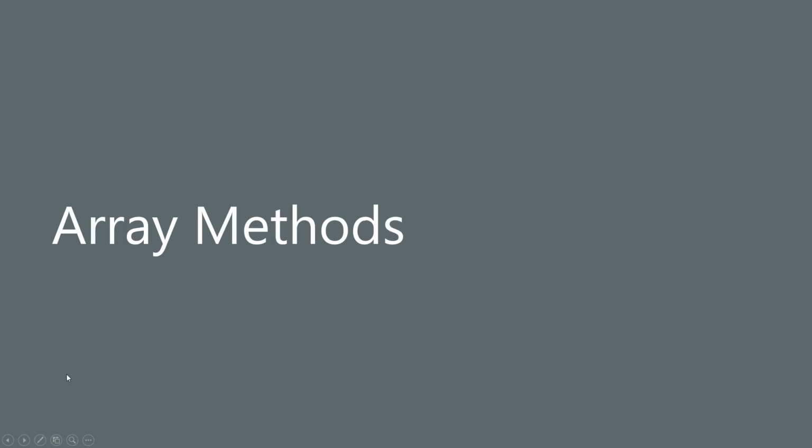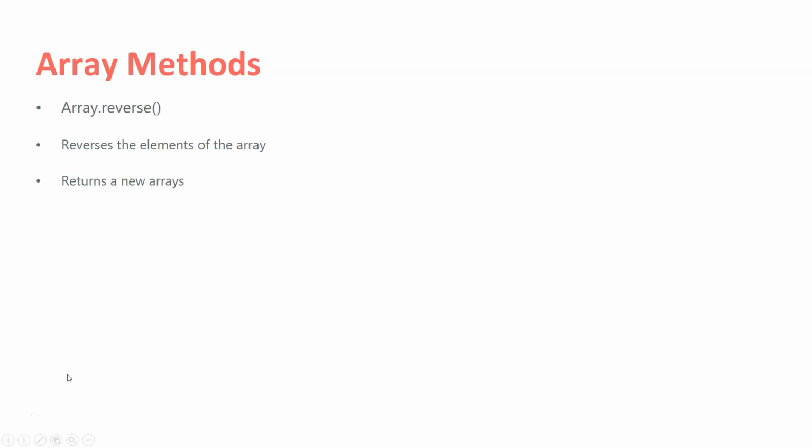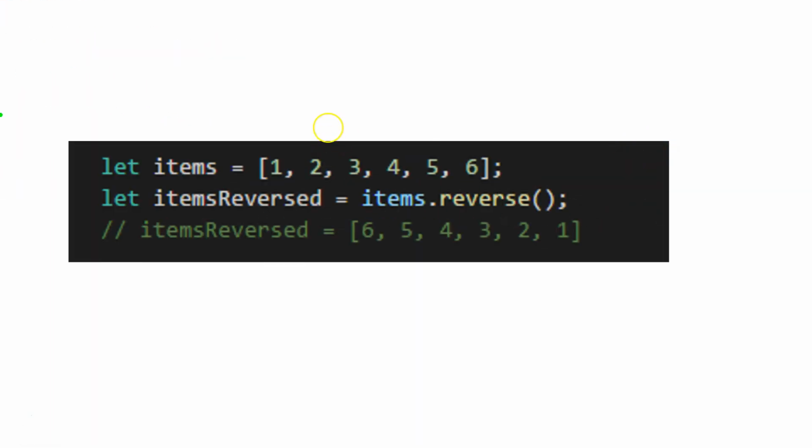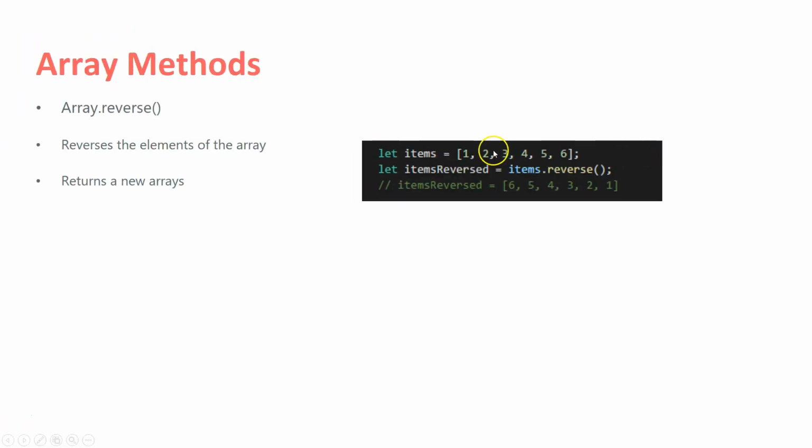Now we're going to step deeper and continue with array methods. So we have the method array.reverse, which is reversing the elements of the array and returning the new array. Here's an example. I have let items array with some numbers, and then I'm saying let items reversed is equal to items.reverse with brackets because this is a function. In that case I receive a new array where items are actually reversed. So what we receive as a result is 6, 5, 4, 3, 2, and 1.